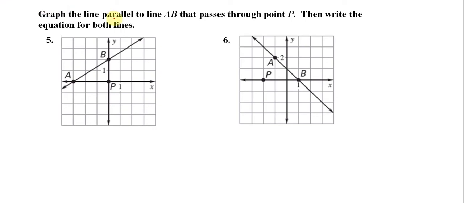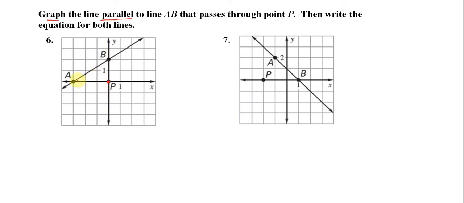And here we're asked to do a couple things. We're asked to graph the line that's parallel to AB that passes through P, then write the equation for both lines. So here's point P. We want a line that's parallel to AB and that goes through point P.